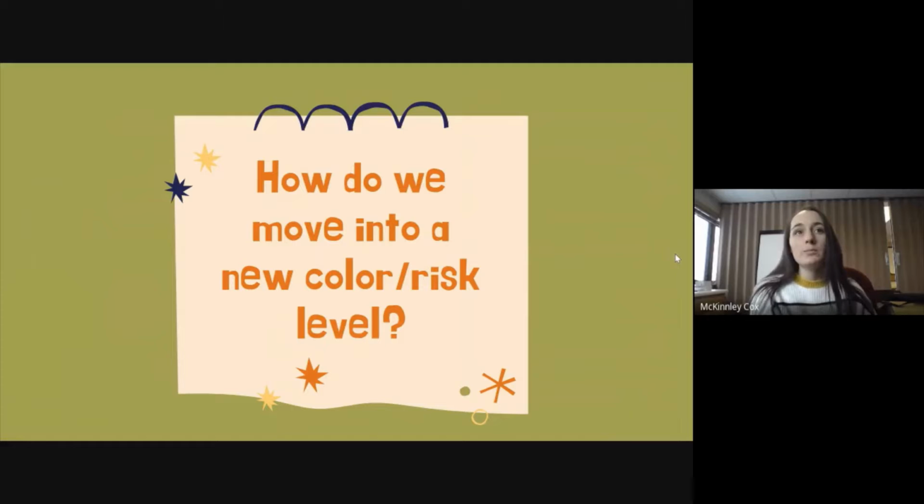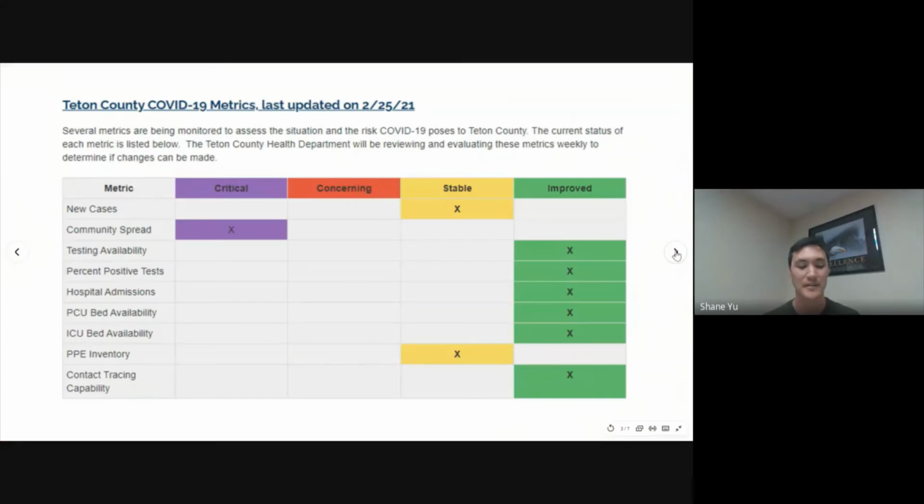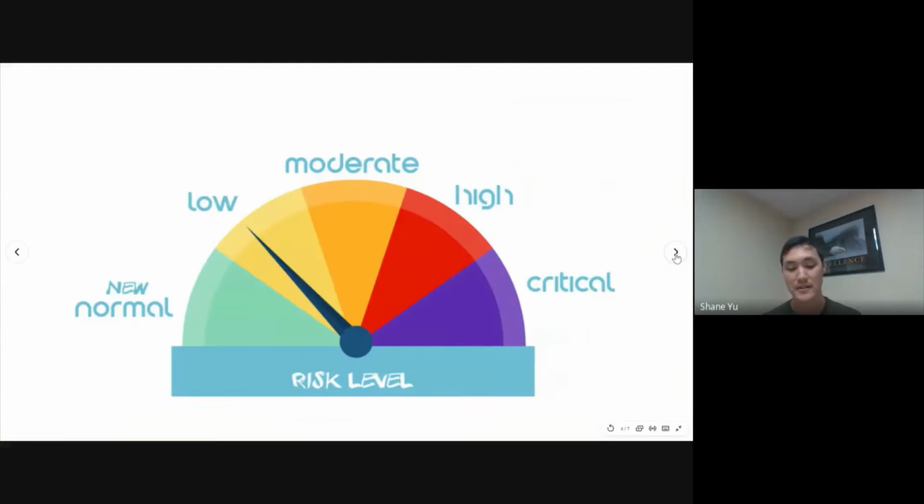So Shane, how do we move into a new color or risk level? There are 9 individual metrics, and each of them are placed on a scale from improved to critical. They can be in one of 4 different categories. Taken together, these metrics determine the overall risk level that the county's in, and that risk level is represented by a specific color on this dial here. Simply put, if enough of the metrics improve, the overall risk level decreases, and if enough of them get worse, the overall risk level increases.